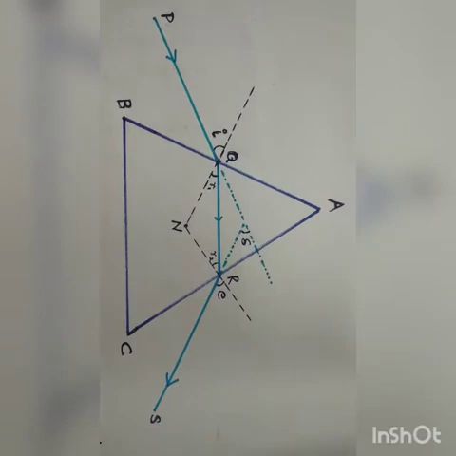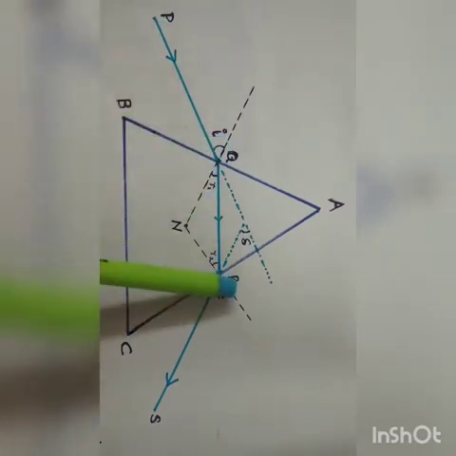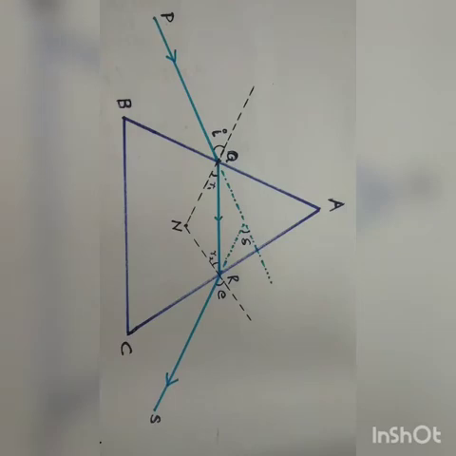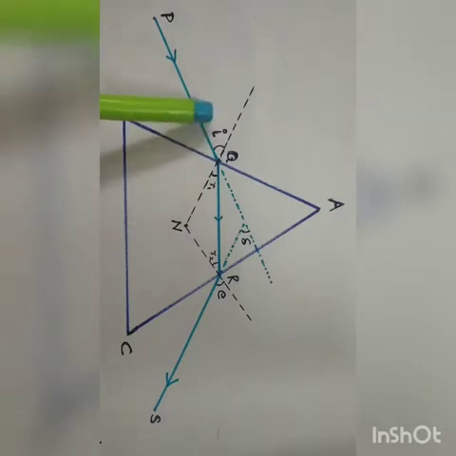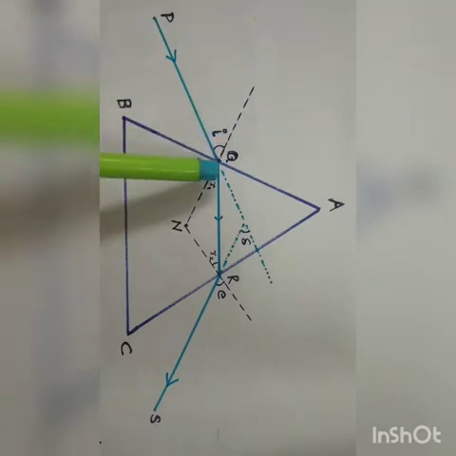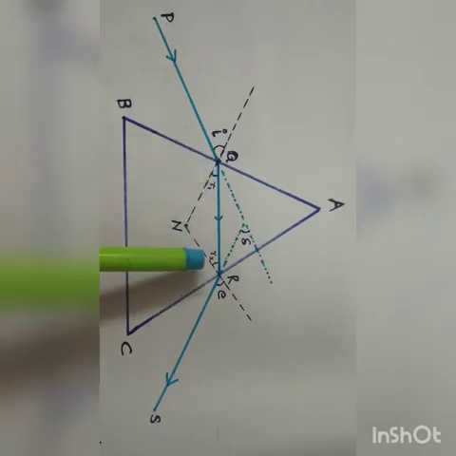This figure shows a ray PQRS passing through a prism ABC. And there are a few terms marked in the diagram. I, angle of incidence; R1, angle of refraction in the first phase; R2, angle of refraction in the second phase; and E, angle of emergence. And one more term, delta. Delta is the angle of deviation.